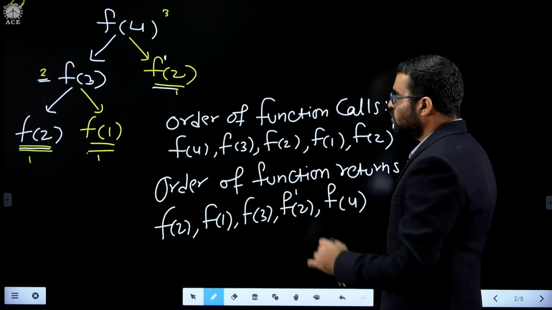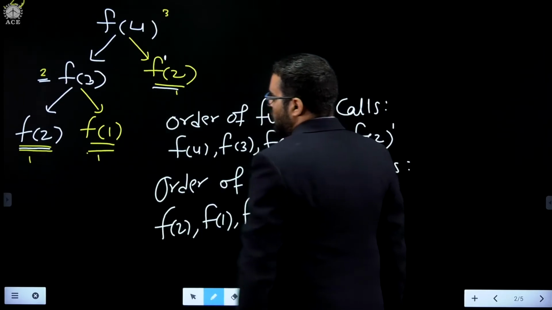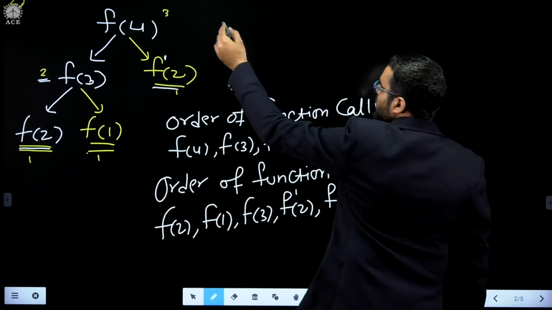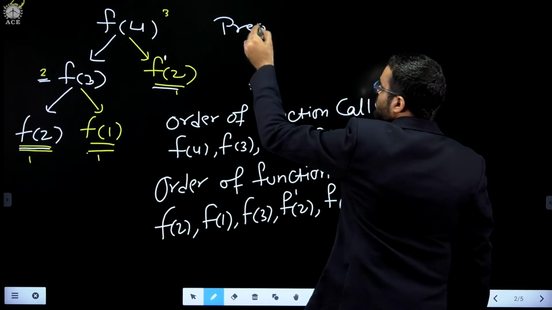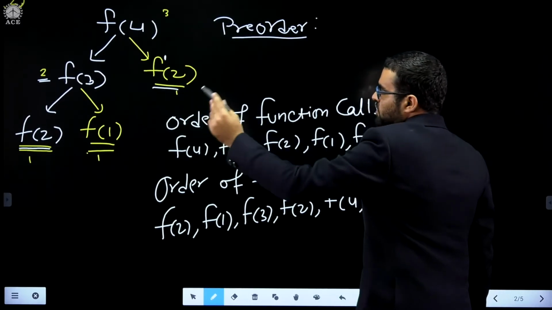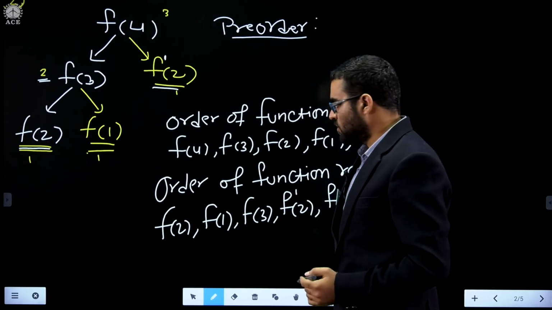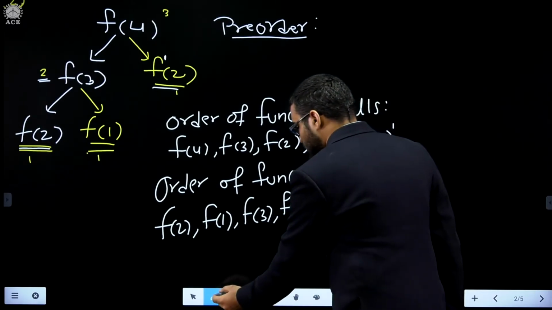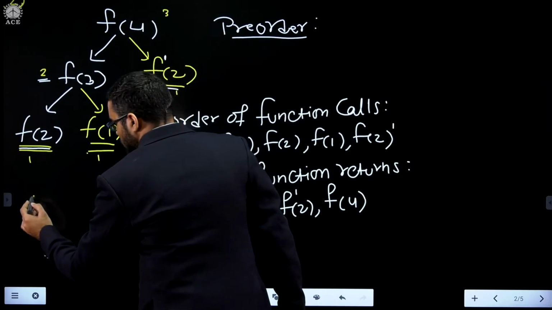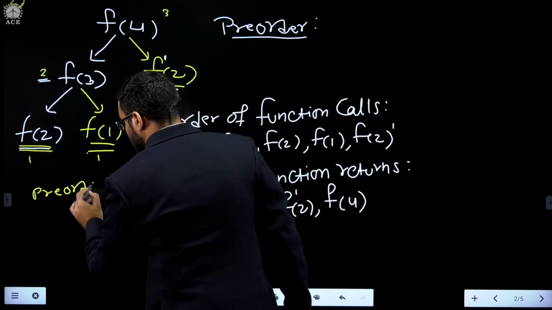Now, consider this as a tree. If I write the pre-order traversal, what will it be? So let me write the pre-order. What is the pre-order of this tree? In the pre-order traversal of any tree, what do we do? We first write the root node. So in the pre-order, what do we do?